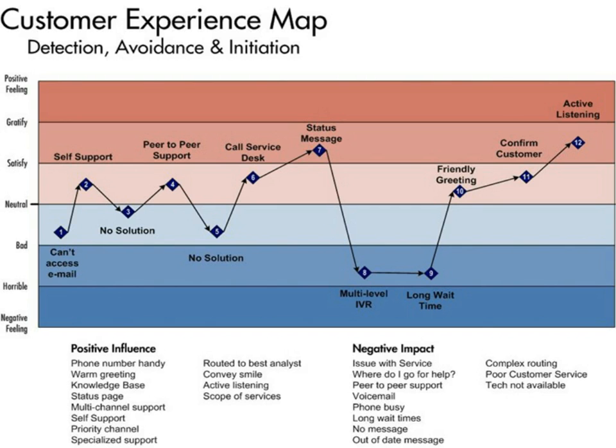Now they're back in the unhappy part. So now they go talk to their peers. Usually when people go and talk to their coworkers, there's a lot of social interaction with that. So they're not necessarily unhappy, but then they can't find any resolution talking to their peers. So they call the service desk. They're happy. They get the status message. Then they hit that multi-level IVR, and there's that long wait time. So this is looking at a customer experience map mapped to that same incident management process. And what you see below this are the positive things that we can do as an organization to influence the customer and the things that we can do that negatively impact the customer.